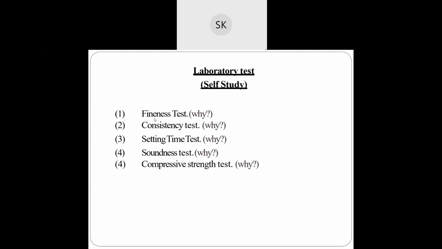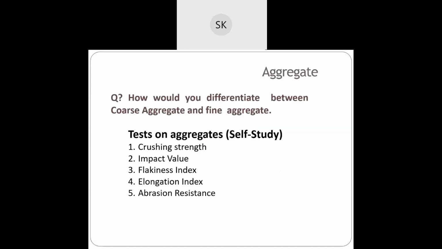Now you have to study the fineness test, consistency test, setting time test, soundness test, and compressive strength test. I hope these have all been studied in the material testing lab. Okay, so you study once more by yourself.